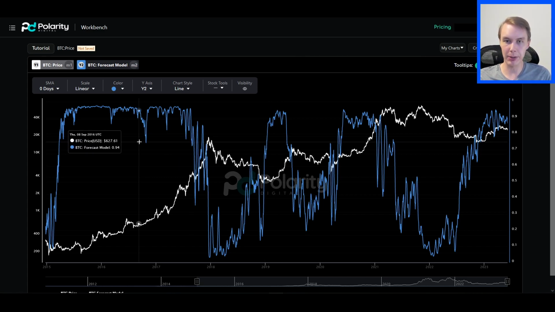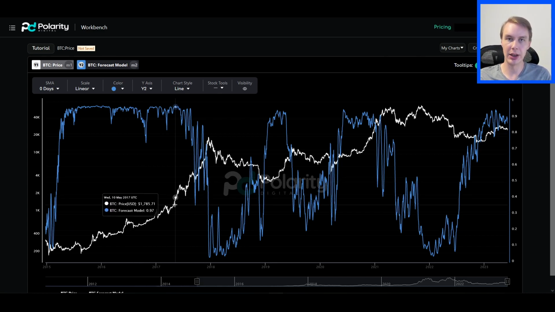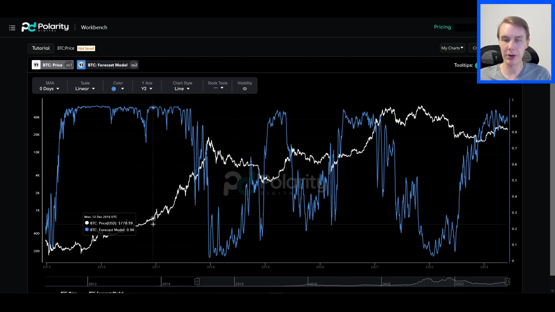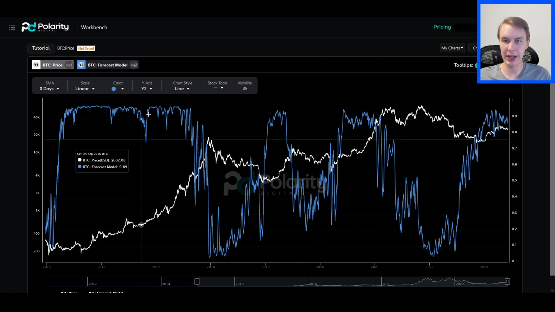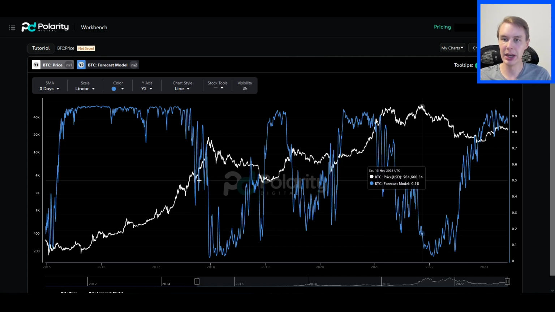Basically, what the forecast model does, if you're not familiar, is that it estimates the probability that the price of Bitcoin, or basically whatever asset it's applied to, in this case Bitcoin, will be above where it is today 6 months in the future. So how likely is it that the price will be up in 6 months versus not? What we're looking at here is the output. The blue line is the forecast model across time, and the white line is Bitcoin's price.